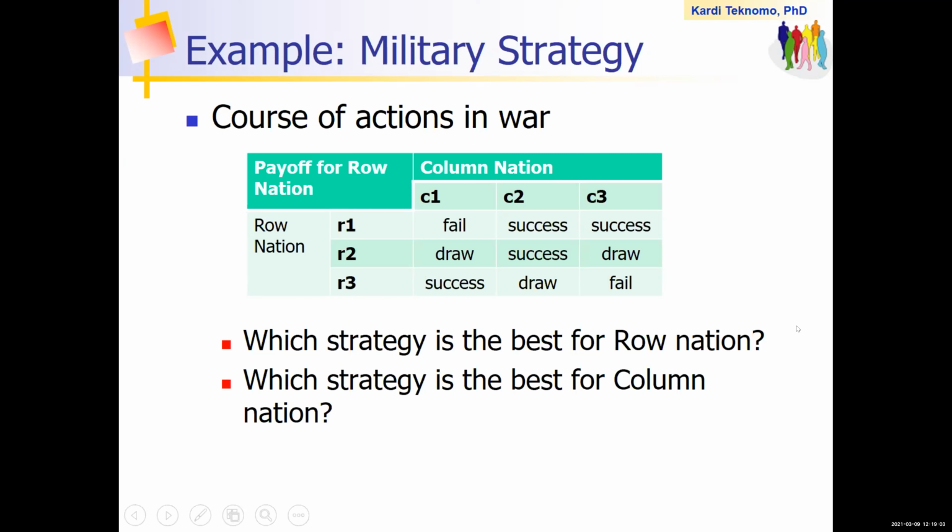Is this like the Bonnie and Clyde case? You know, Bonnie and Clyde. Okay. So game theory is something like this, okay? Given this table, give me the best decision for each player. In this case, you have two players, right? So is it clear or not?